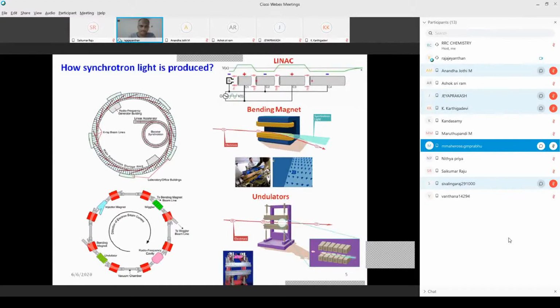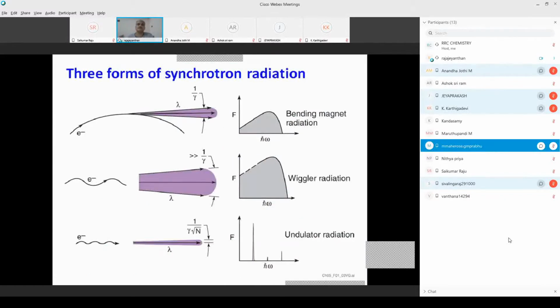Okay. And next, from a synchrotron you get three forms of synchrotron radiation: one is bending magnet radiation, the second is wiggler radiation, and the third is undulator radiation. In the bending magnet, the electrons are deflected, so you get a broad band of energy, that is h mu, h omega, because the frequency is written as omega, since the electrons are rotating in a circular path.